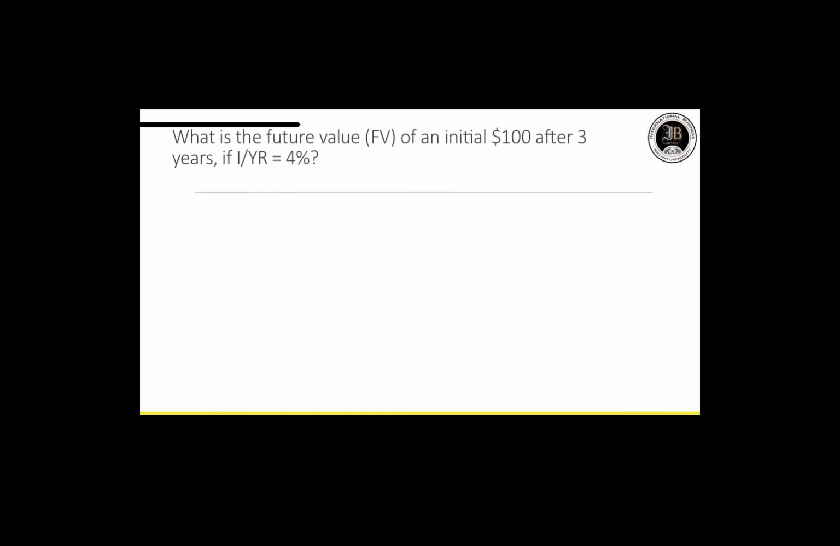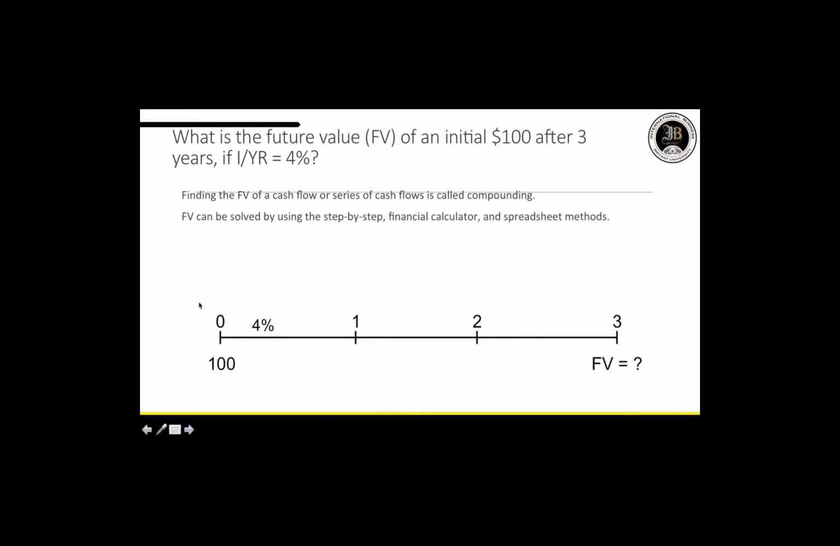Okay, so let's get started with the simple question that we got on the slides. What is the future value of an initial $100 after 3 years if the interest rate is 4%? We talked about timelines, the way we define it. In this case, we're talking about a lump sum. We have $100 today, and we want to know how much that's going to be in 3 years, in 3 periods. The interest rate, 4%, is the same for every period. Notice that there's no additional payment in this time or in this time. We just want to know how much $100 is worth in 3 years.